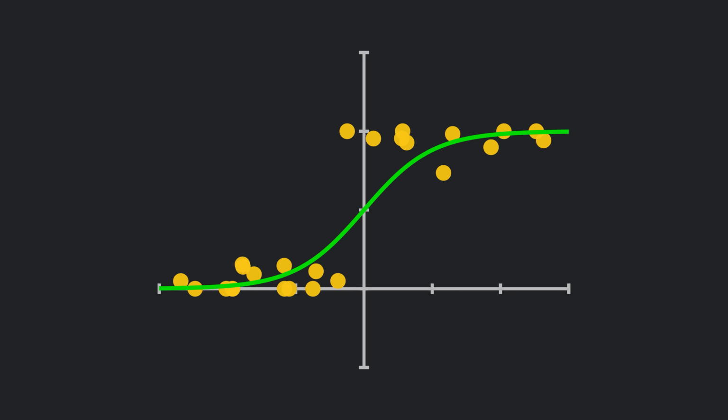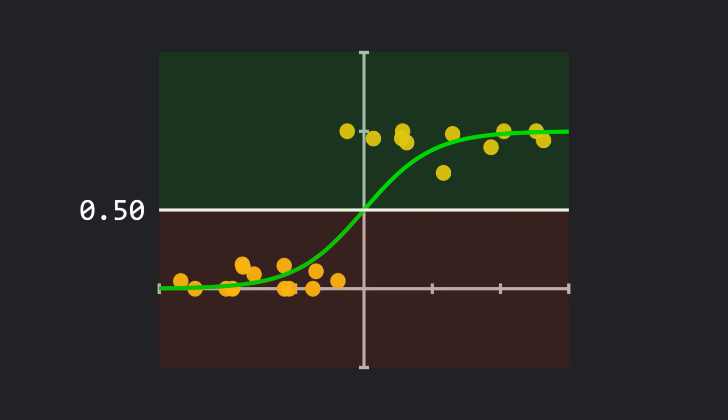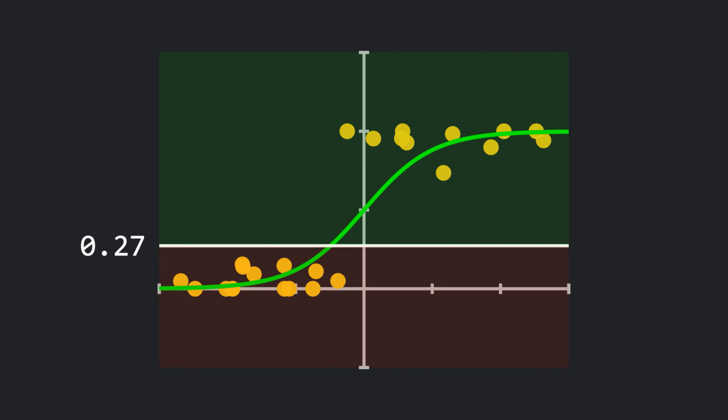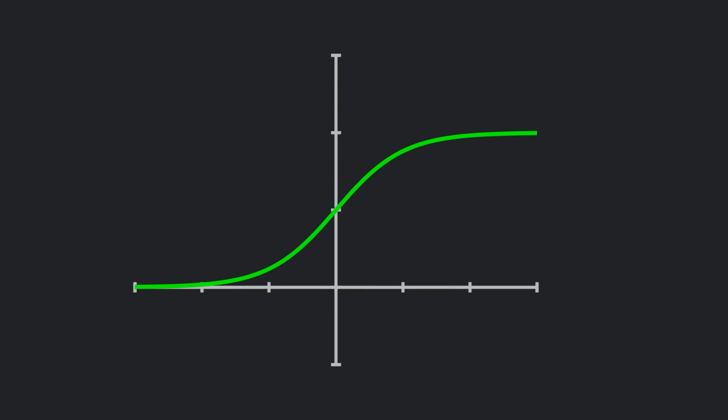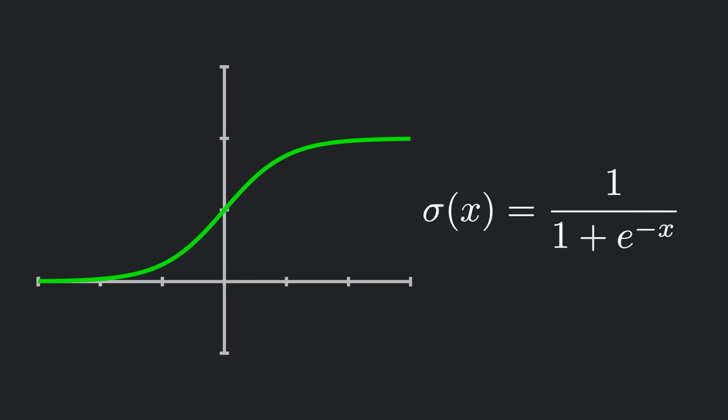To do this, we use something called a threshold. If the predicted probability is above this threshold, we say yes or 1. If it's below, we say no or 0. And this threshold is not a fixed value. You can adjust it depending on your application. The curve you are seeing right now is called the sigmoid function, and it looks like this.